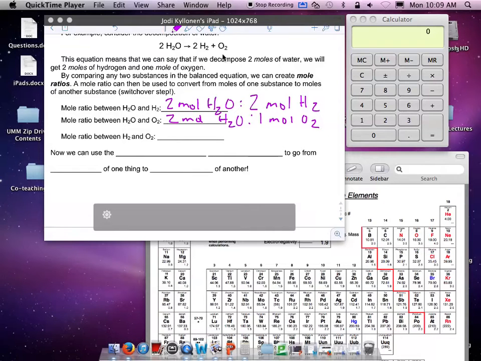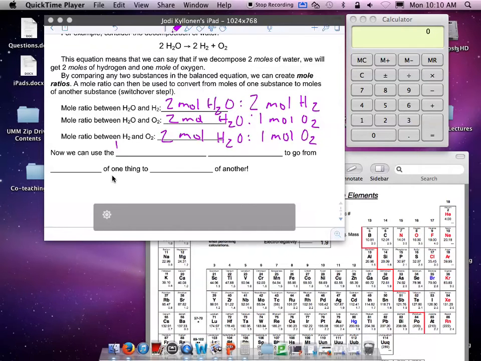We can do it between any chemical in here. So what about between hydrogen and oxygen? Well, there's a 2 in front of hydrogen, 1 goes with oxygen. So we would say 2 moles of hydrogen for every 1 mole of oxygen. So those are known as our mole ratio. And that's the only thing that makes stoichiometry different than just a regular dimensional analysis problem.